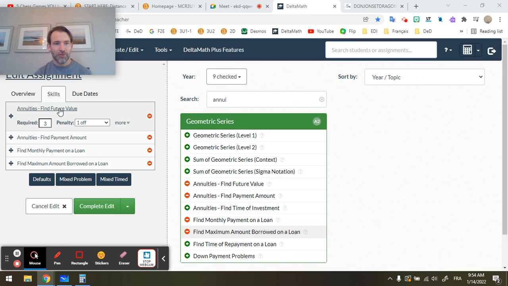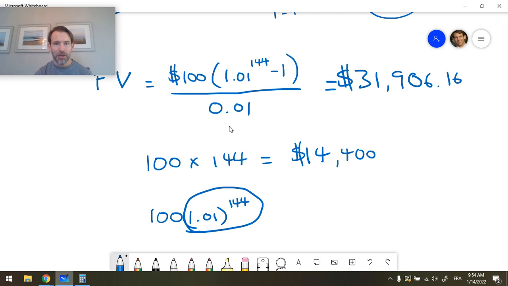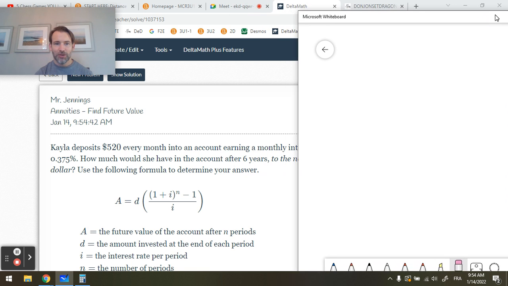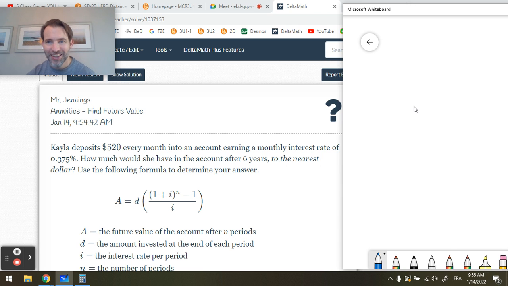All right, so our first problem type is finding future value of annuities. So let's get all the junk out of the way of my screen and let's get some paper open. We're going to clear the paper and make it smaller so that I can see the question. All right, so Kayla, we're talking about Kayla today. Kayla is depositing a real chunk of change every month. Her R, which is a regular payment amount, is $520 per month. Good for you, Kayla, saving a real significant chunk of change every month.